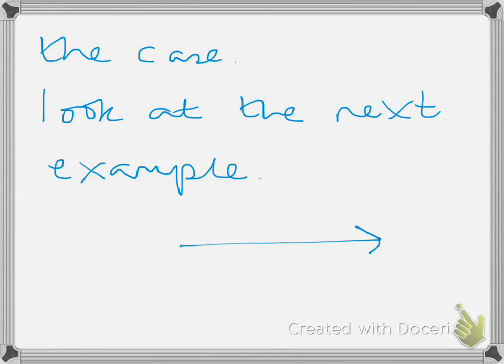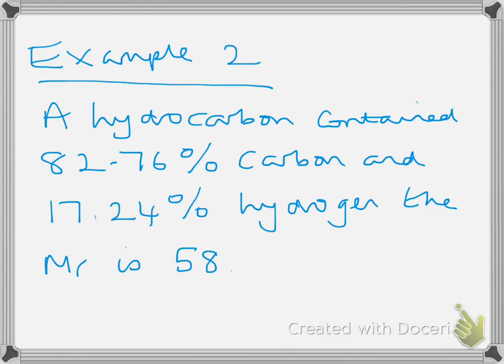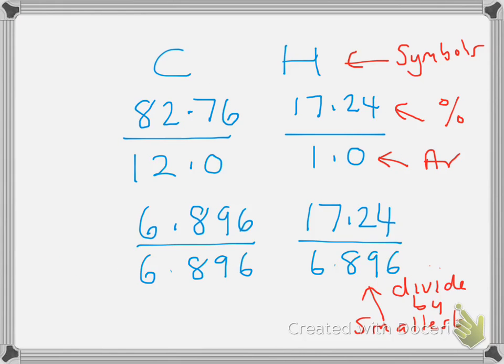If we have a look at the next example, you'll see that it's a multiple. So example 2, a hydrocarbon contained 82.76% carbon and 17.24% hydrogen, and the MR is given as 58. In this case, it's only a hydrocarbon, so it only contains carbon and hydrogen. So I put carbon and hydrogen at the top.